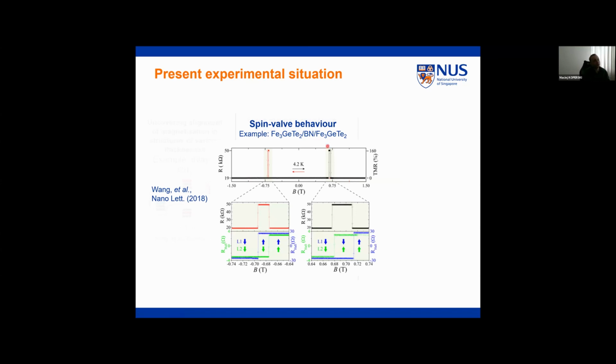And these jumps correspond to the situation when the coercive field of the two electrodes is slightly different. So you have a regime where you have tunneling in either the case that the magnetization is parallel or anti-parallel in your magnetic electrodes.